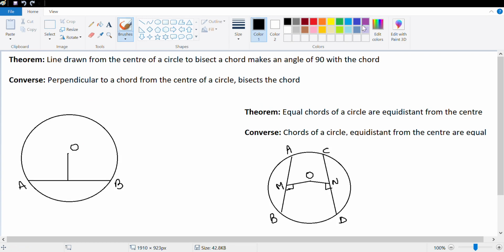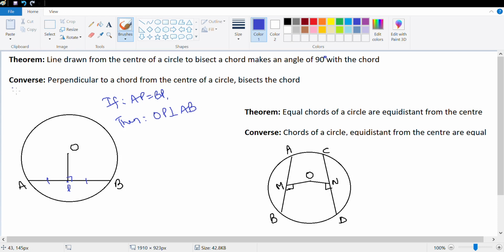These are two theorems that we've done in class 9, and we'd use them extensively. One, a line drawn from the center of a circle to bisect a chord makes an angle of 90 degrees with the chord. So what this means is, let's call this point P. If AP is equal to BP, then OP is perpendicular to AB.